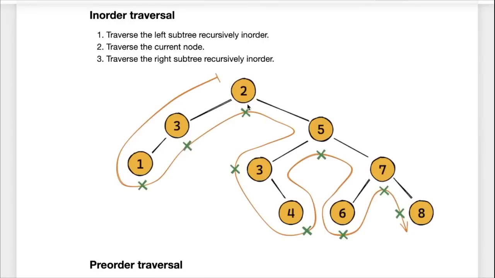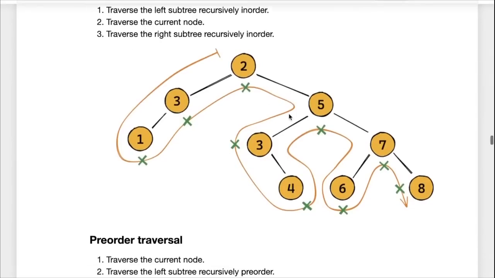So we can move back up to 2. So now we've visited the left subtree of 2. So now we can visit 2. So we print 1, 3, 2. And now once we've visited 2, we can now visit the right subtree of 2. So to visit the right subtree, we go to 5.